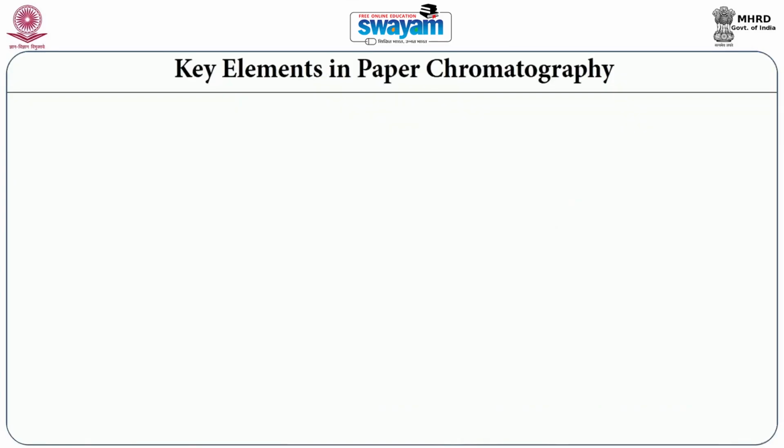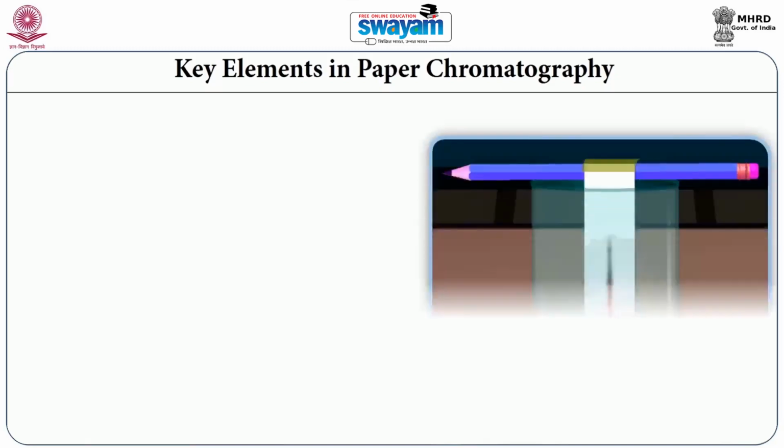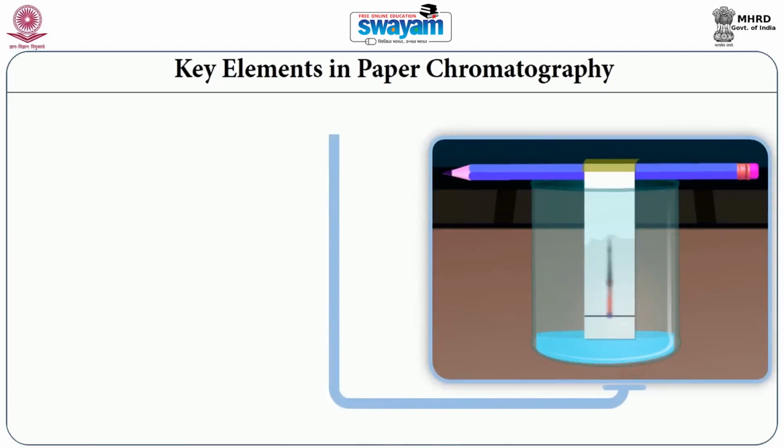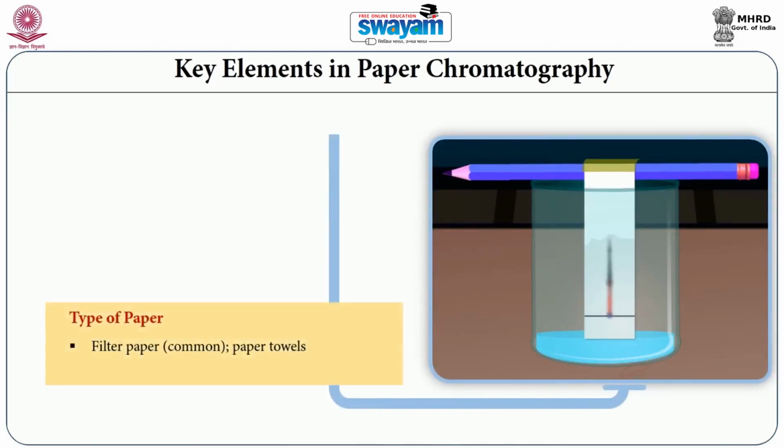So we just had a look at the different components in a planar chromatography experimental setup. Now let us have a look at the key elements in the paper chromatographic process itself. First, of course, is the type of paper, which could be filter paper, for example, a Whatman filter paper of a certain strength, or even paper towels have been used for separation under some conditions.